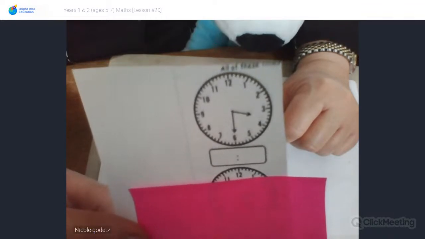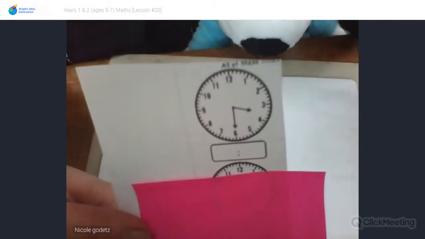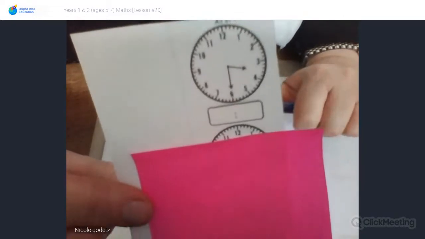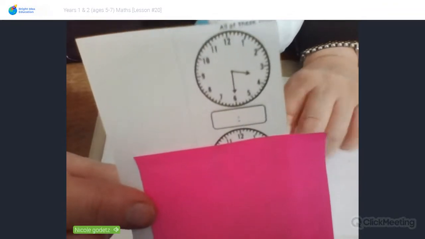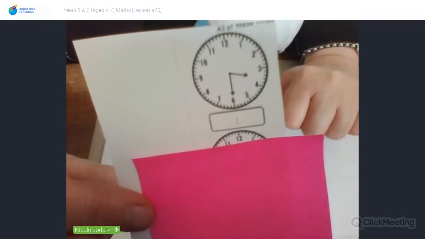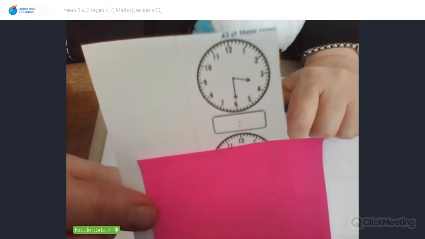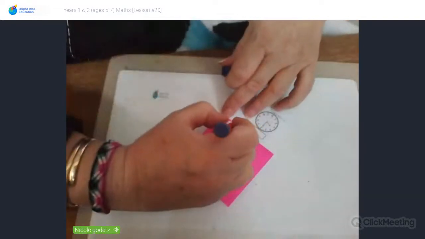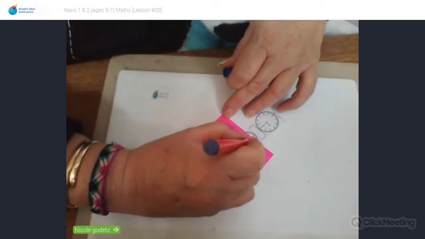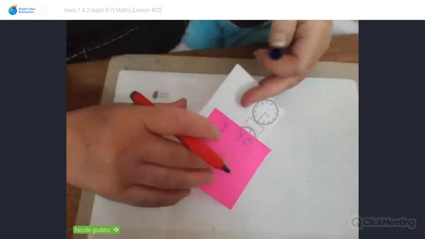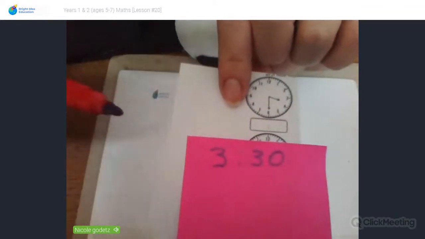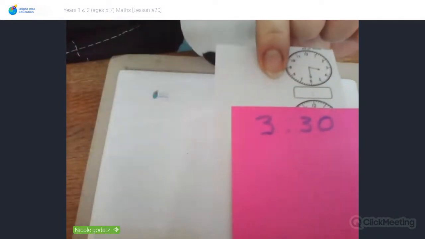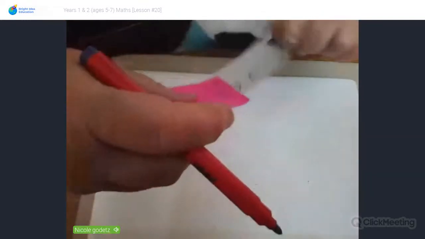Answers are starting to come through. What hour is it? It's between 3 and 4, so we know it is still 3. It hasn't gone past the 4 yet. So 3, and it's half past, and half an hour is 30 minutes. So it is 3:30. And when we write our digital time, remember that we use a colon to separate the hours and the minutes. So that time is 3:30.